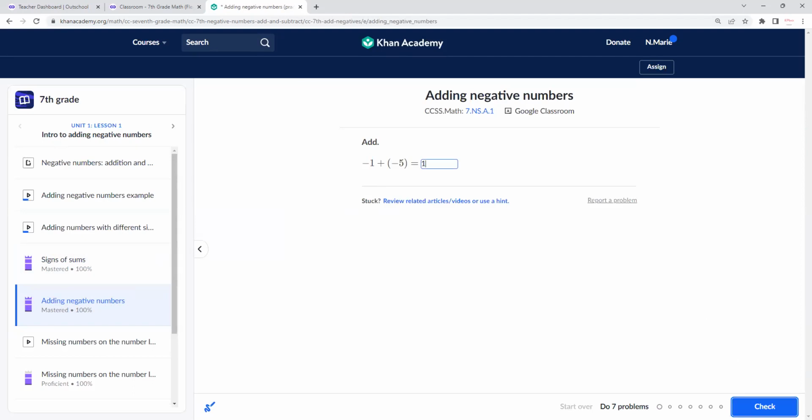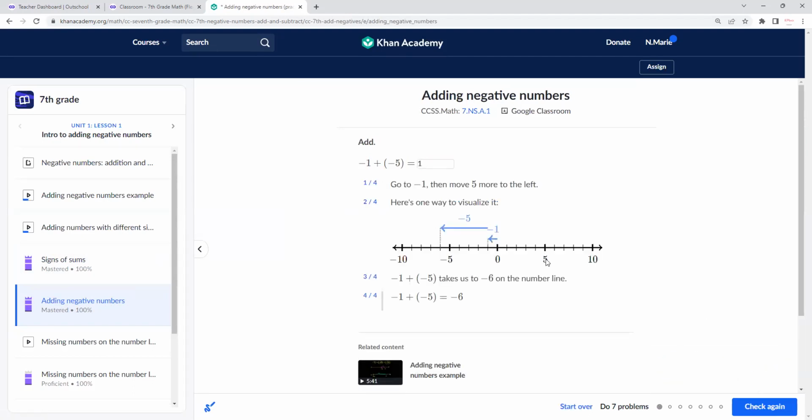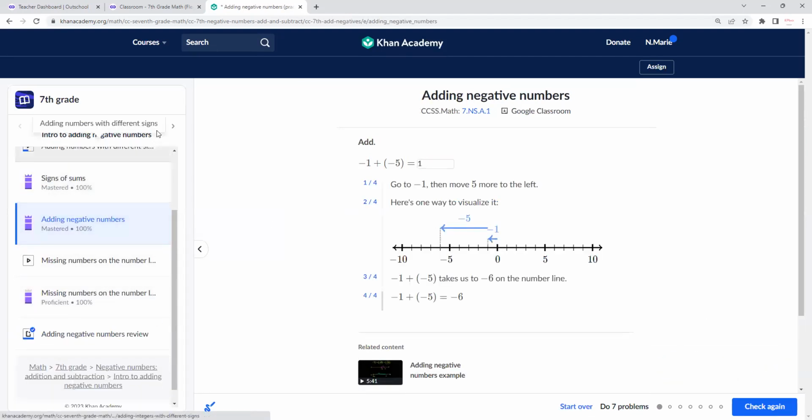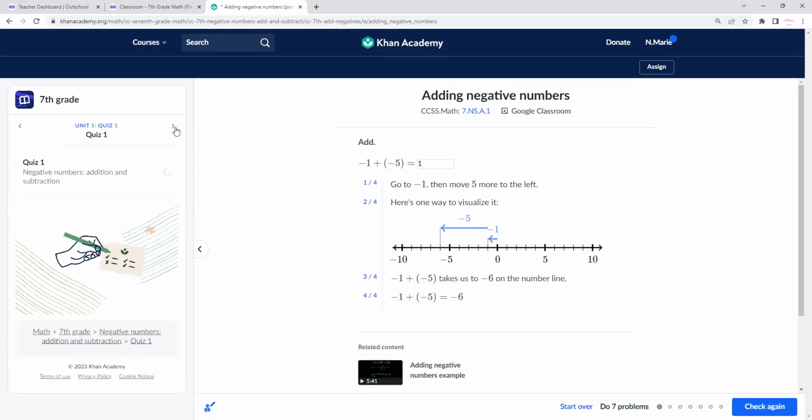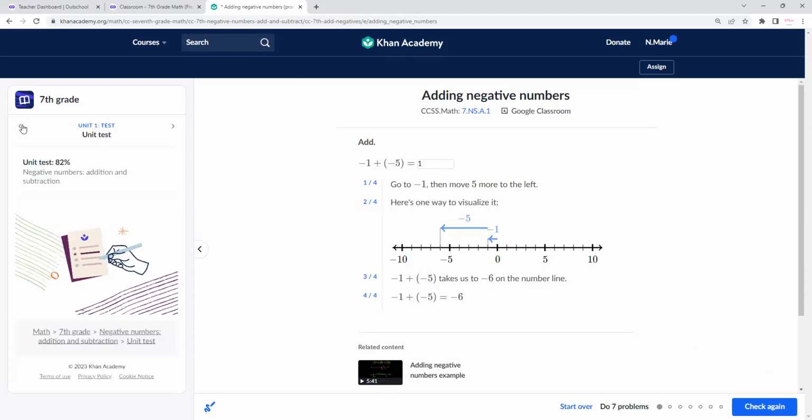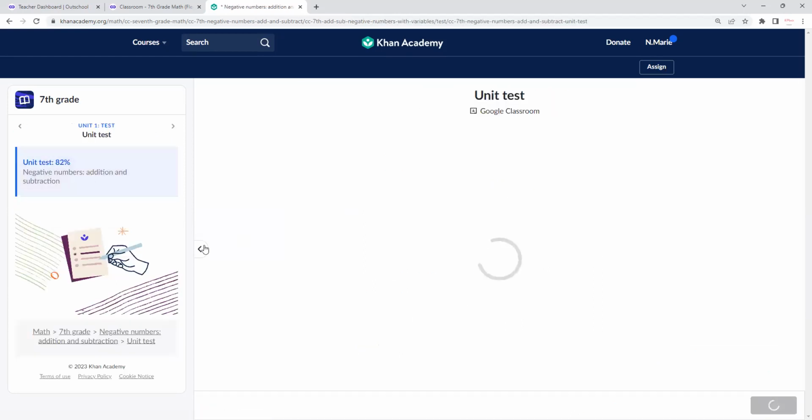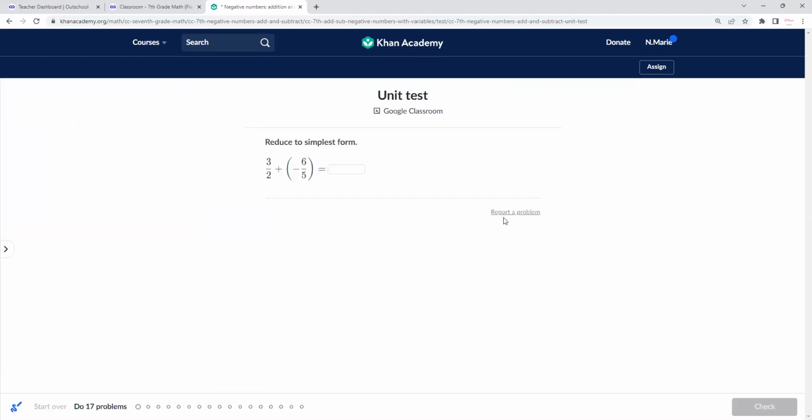The good thing with Khan Academy, you get something wrong, they'll show you how to do it. They even use a number line, so you can also use the number line technique to help you. So if you do have any specific questions while you're doing this unit, just let me know.